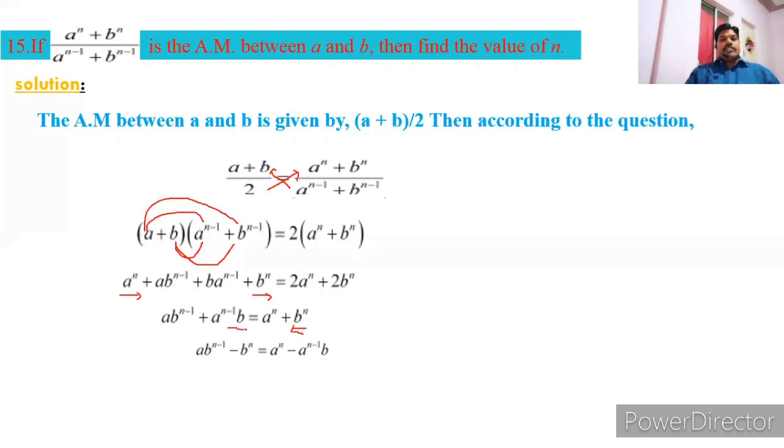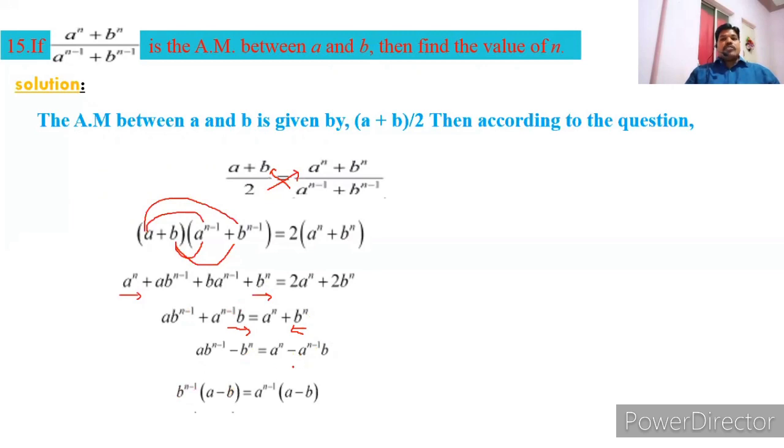So in the next step, I will take this b power n to that side and take this value to this side. So what happens? A b whole power n minus 1 minus b power n, and take this value to this side, a power n minus 1 into b. From these two terms, I am taking b power n minus 1 as common. Why? Because b power n you can write as b power n minus 1 into b. So I am taking b power n minus 1 common, it will become a minus b.